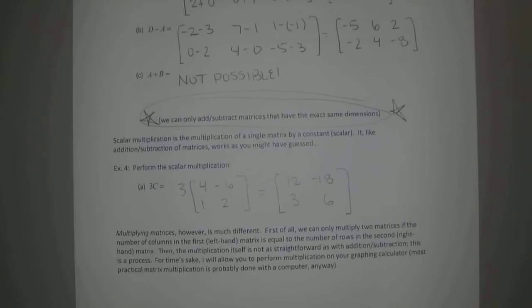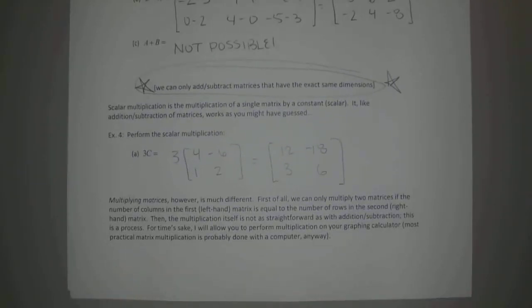All right, so that gets us to the very last operation, which is multiplication. It is something that I'm not going to teach you how to do by hand. It's actually harder than all the other stuff. But some things I want to point out before we do it. So it says, multiplying matrices, however, is much different. First of all, we can only multiply 2 matrices if the number of columns in the first match the number of rows in the second.